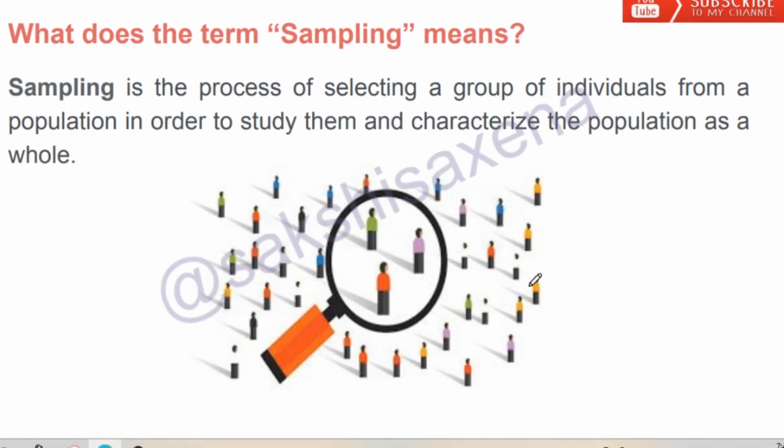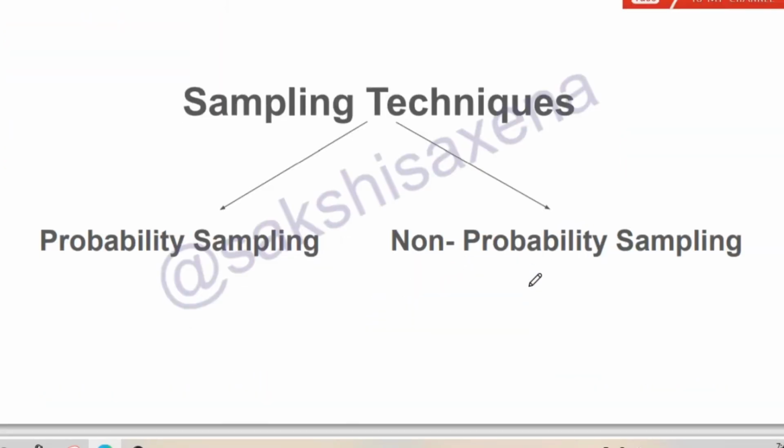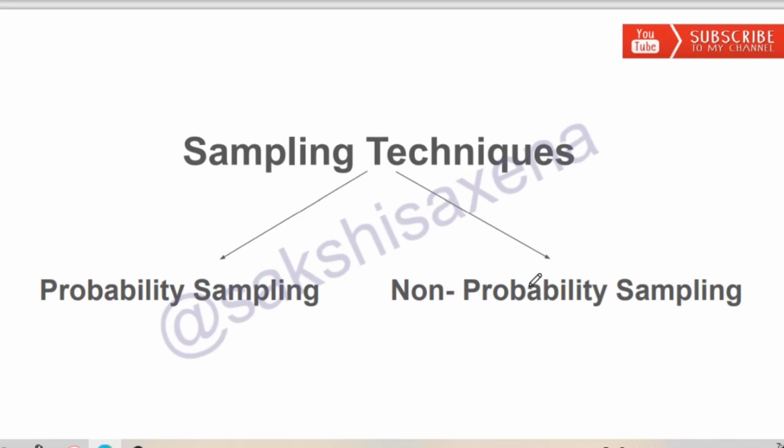Now we have to discuss the different sampling techniques, which is the main objective of this class. There are two types of sampling techniques. The first one is probability sampling and the second one is non-probability sampling. In this video today we are only discussing probability sampling, and in a later video we will discuss non-probability sampling. Probability sampling is of four types: simple random sampling, systematic sampling, stratified sampling and cluster sampling, which we have to discuss today.